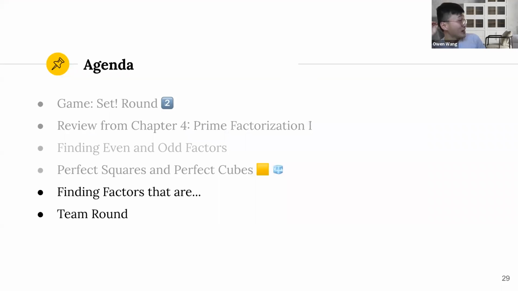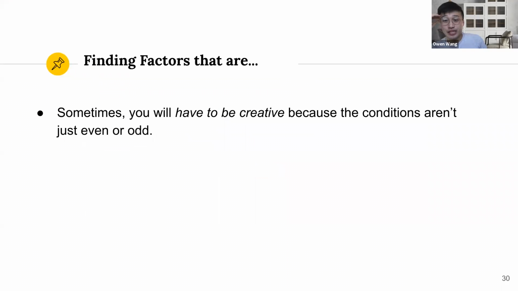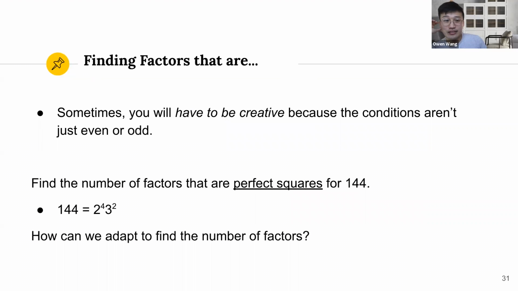Okay, so next slide. Why are squares and cubes useful? Sometimes they come up as conditions that you need to find factors. So here's an example for 144. The question says, find the number of factors of 144 that are perfect squares. So how can we do this question?